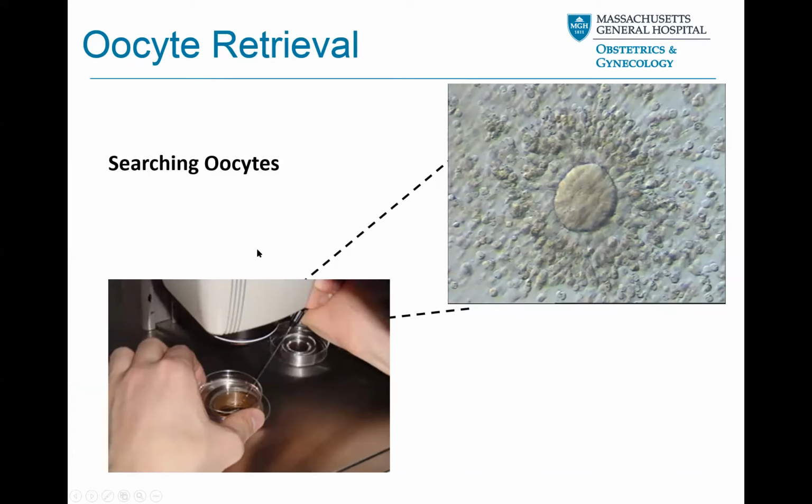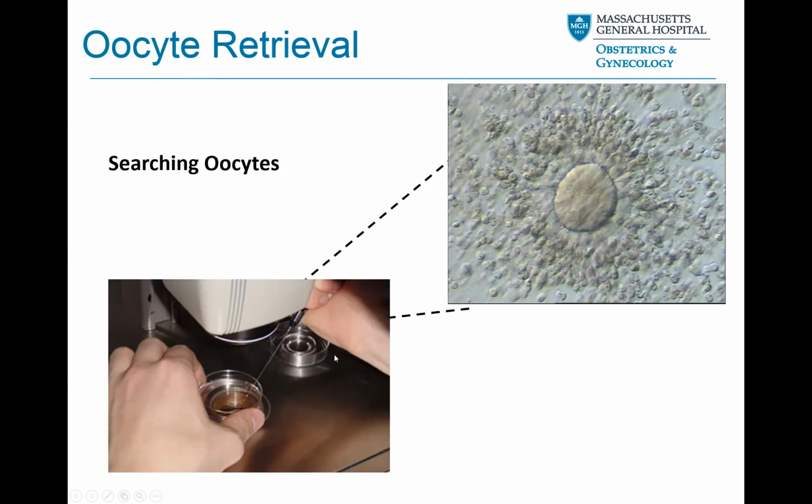And what we do in the laboratory, this is where I come into play, is we search for these eggs. So we have 2 people assigned to each case where they're actually looking under a microscope into all of these dishes and they're searching for every single oocyte. And they do double and triple checks to make sure they get every egg in that dish.